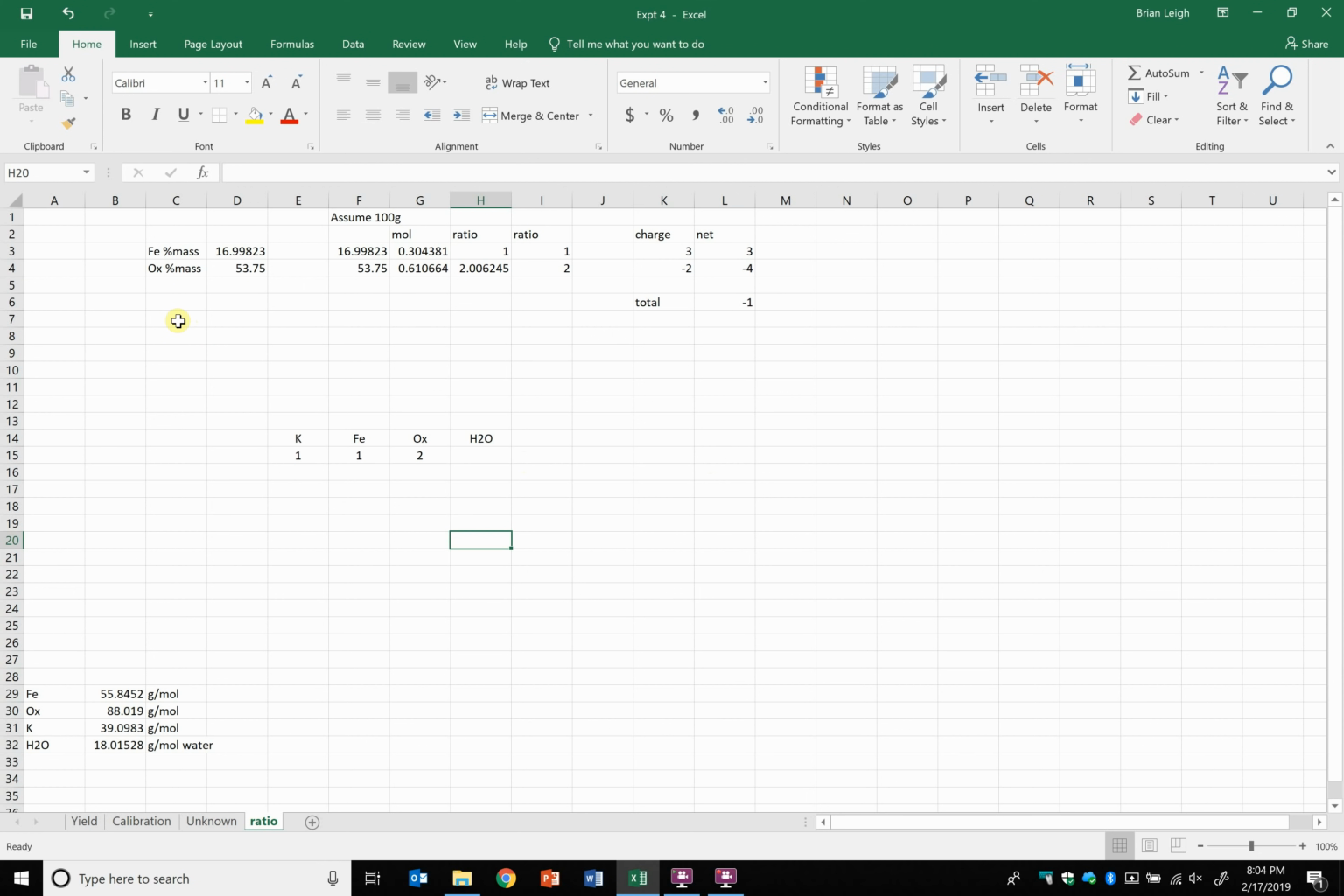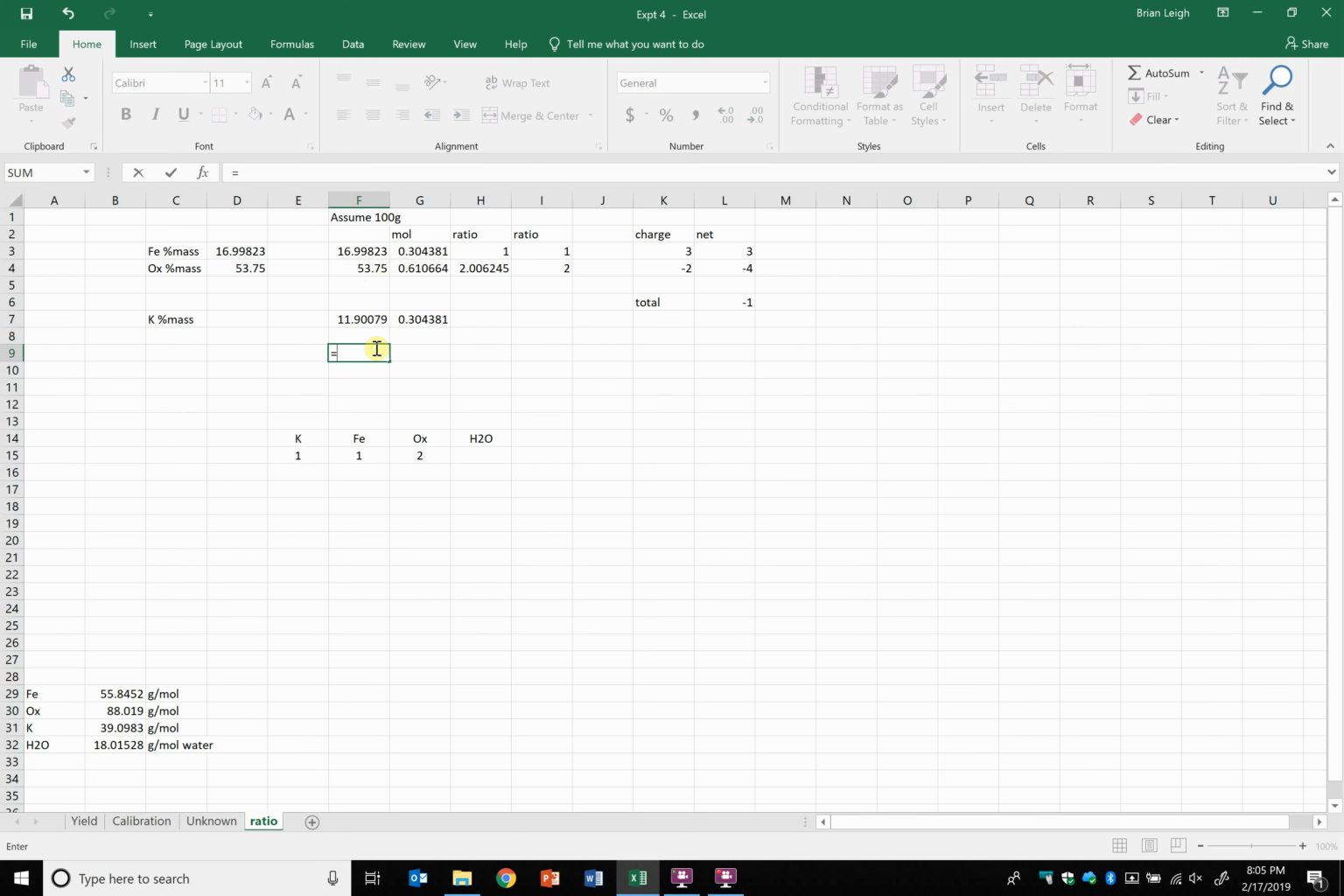Because if we also assume 100 grams, we would have a potassium percent mass. Because potassium is a 1 and iron's a 1, it would have the same number of moles, right? And we can go backwards to figure out what this mass would be, since moles is simply the amount of grams divided by the molecular weight. We can then easily go the opposite direction and say it's this times the molecular weight in order to get the percent mass by weight of potassium. Okay, so now we have the percent mass by weight of potassium.